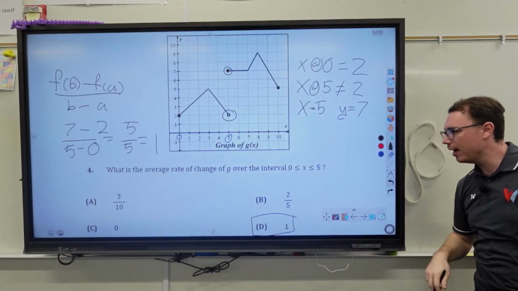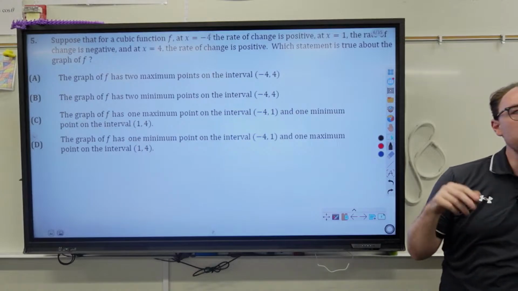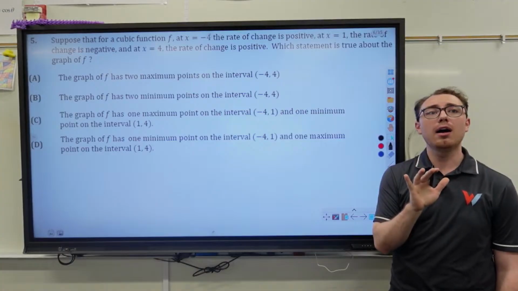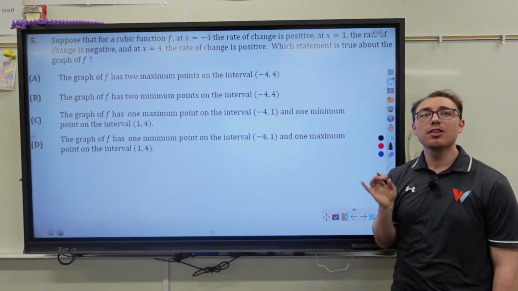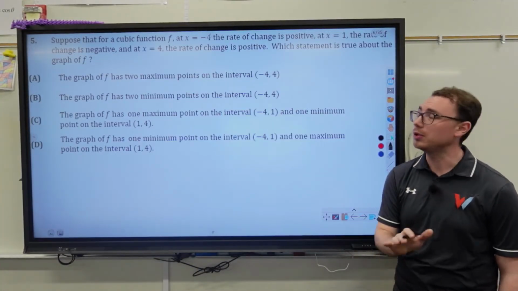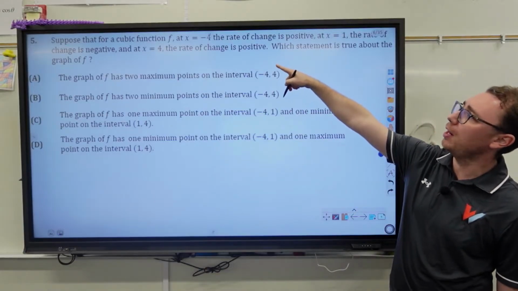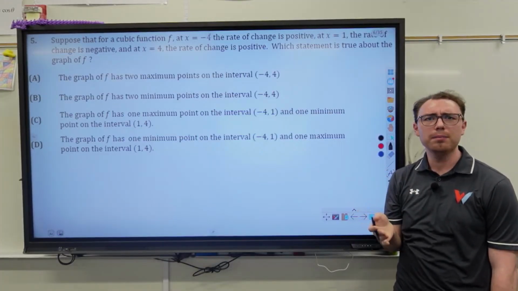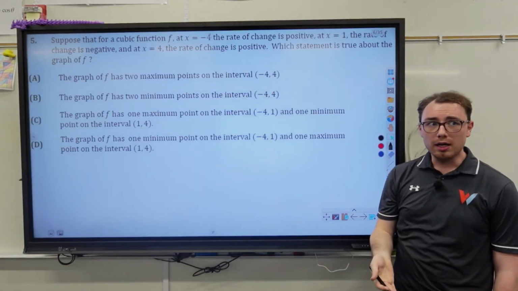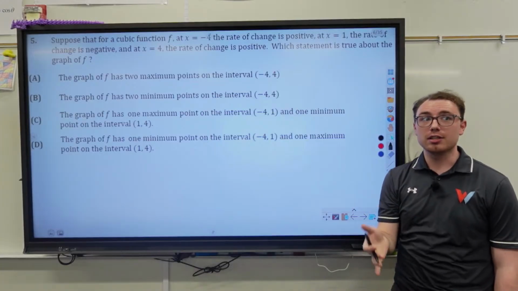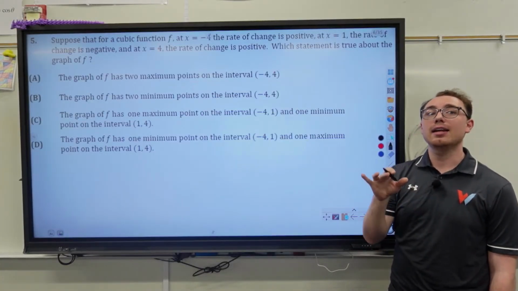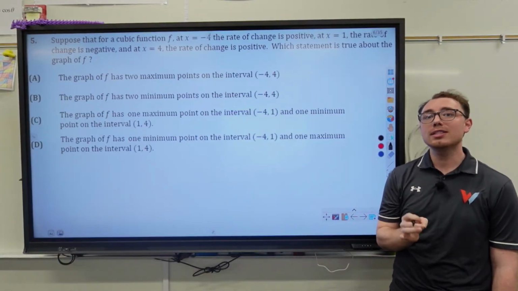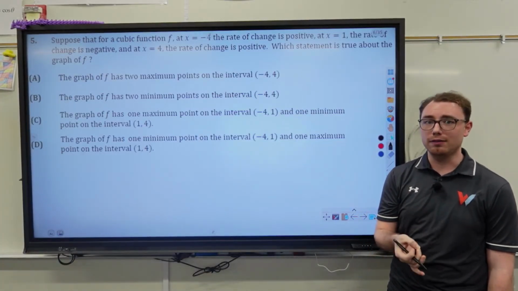We're going to look at problem 5 now. For problem 5 itself, suppose that for a cubic function f, at x equals -4, the rate of change is positive. So we know that the rate of change at that point is positive. We don't know if the graph is negative or positive yet, but we know it's at that x value of -4. At x equals 1, the rate of change is negative. And at x equals 4, the rate of change is positive. What statement is true about the graph of f?